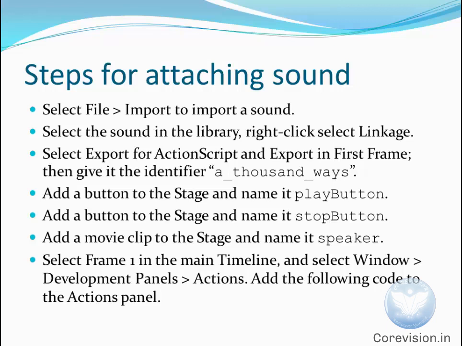Add a button to the stage and name it play button. Add a button to the stage and name it stop button. Add a movie clip to the stage and name it speaker. Select frame 1 in the main timeline and select Window, go to Development Panels, select Actions and add the following code to the Actions panel.